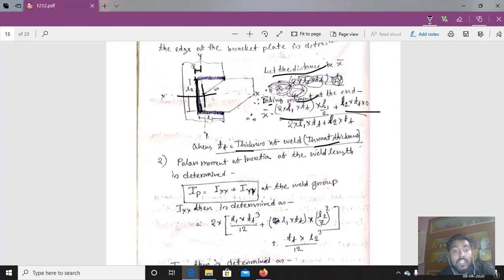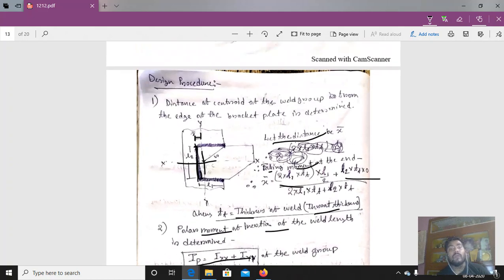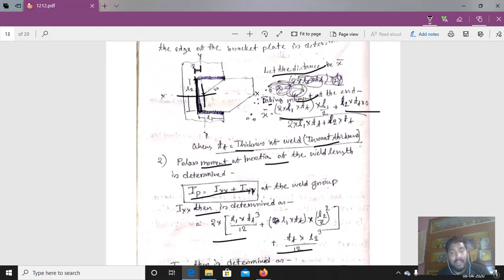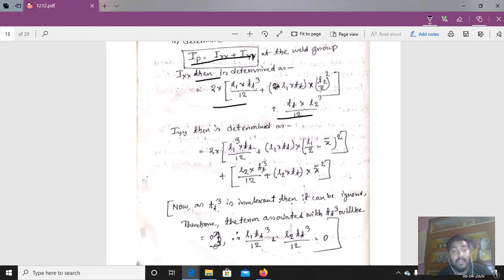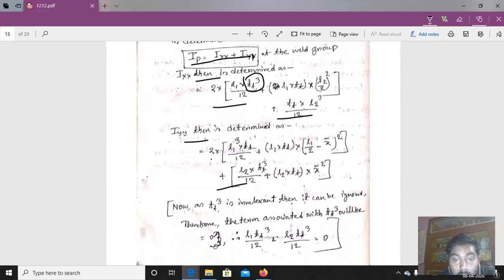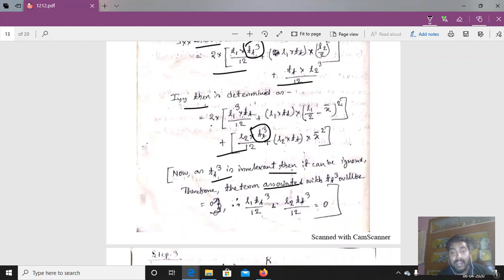Now the polar moment of inertia is to be calculated. What is the meaning of polar moment of inertia? Polar moment of inertia is equal to Ixx plus Iyy of the weld group. You can calculate Ixx from the following formula. I have determined the formula. You can also determine by yourself how to determine this from the weld group, and then Iyy is also determined from this formula. Now here also TT cube, here also TT cube, as it is irrelevant to our welding connection. So the term with TT cube can be neglected. So this term and this term are taken as 0 because they are to be neglected. Clear?